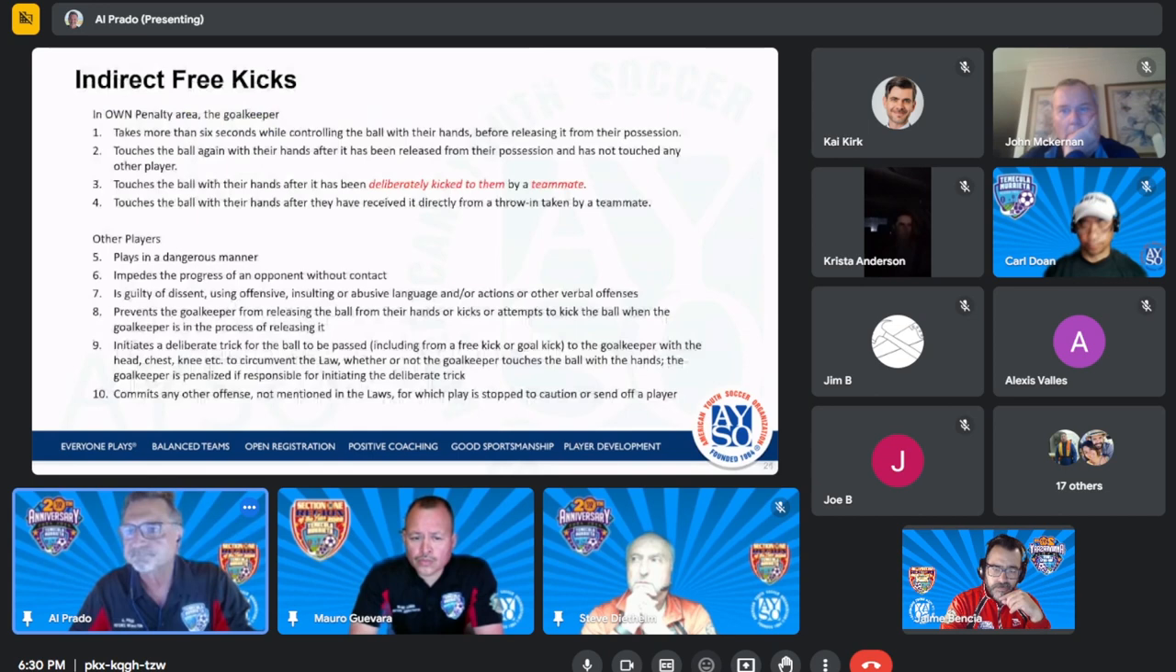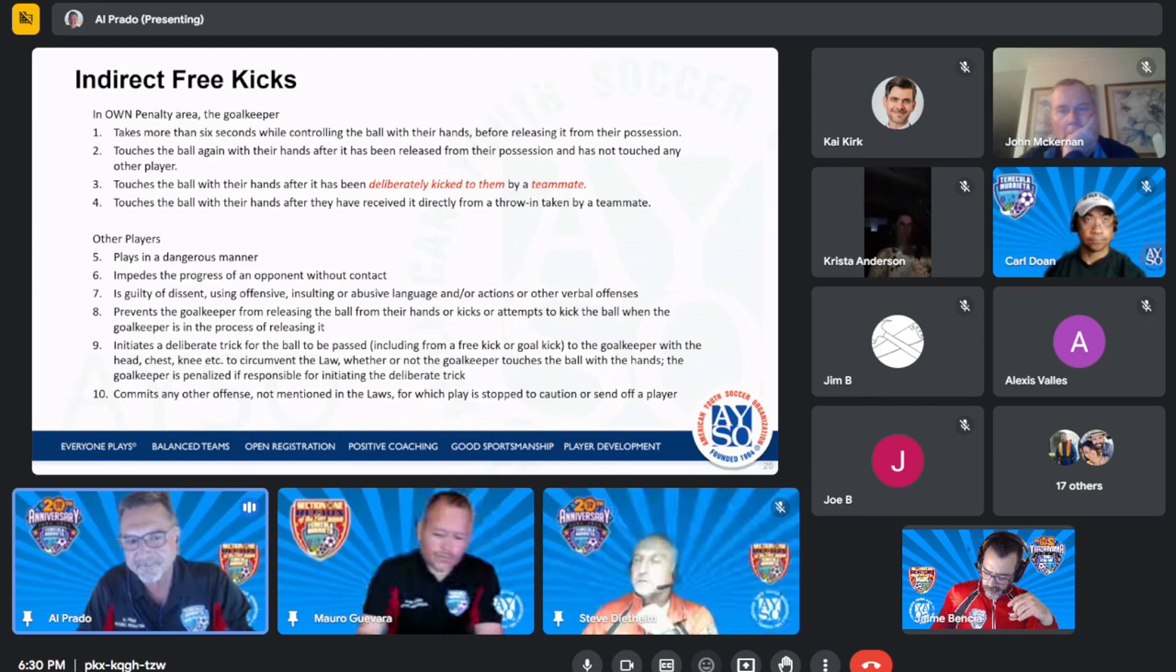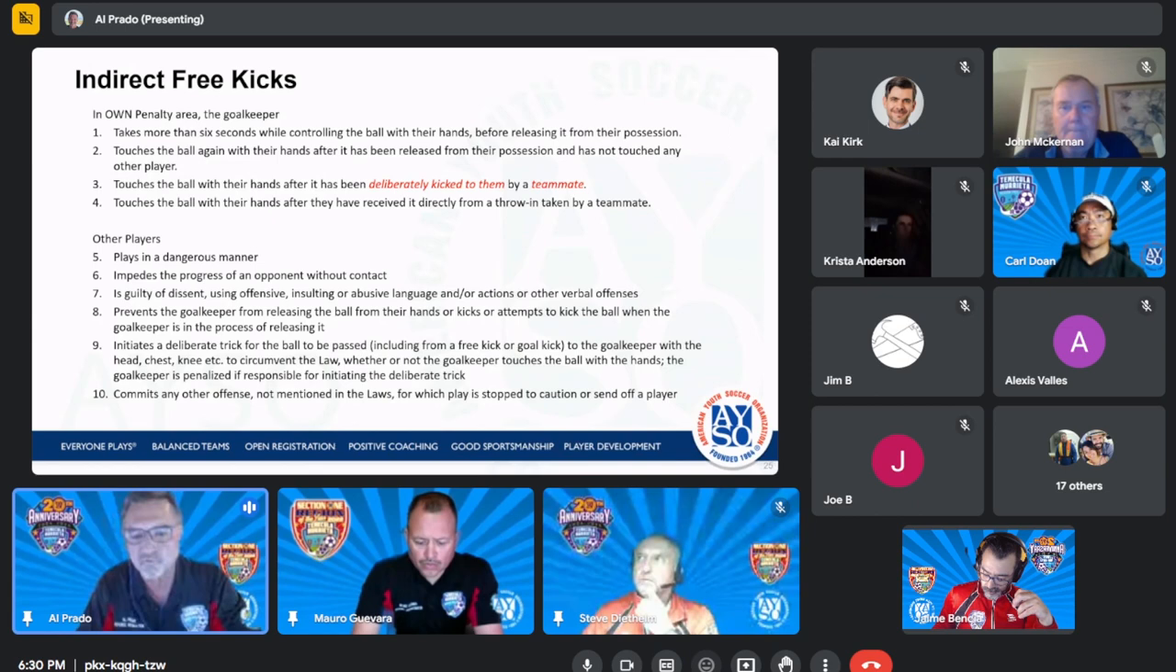Okay, indirect free kick. This is a little more text on this slide, so I'll go a little slower on it. Basically, there are four, especially for the keeper. Takes more than 6 seconds controlling the ball. Very, very rare, especially in 10U, where the keepers don't know what they're doing, and they're getting direction from all 37 coaches on the sideline, right?